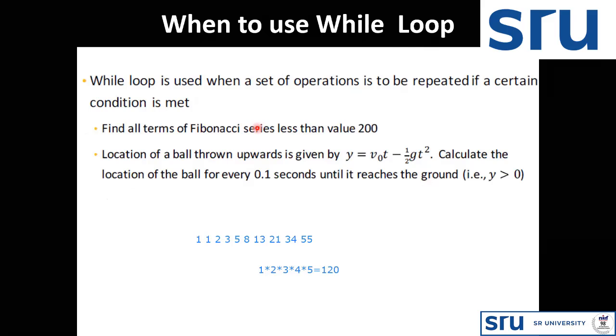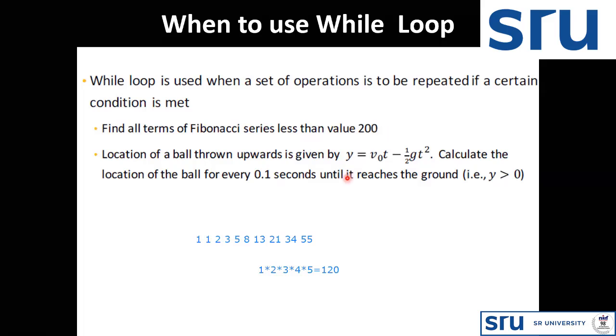While loop examples. Suppose one ball is projected. The first question is Fibonacci series less than 200. Yes, we will see it in MATLAB also. You have to find the Fibonacci series until the condition is met. Here the total number of terms is not given, only the condition is given. So less than 200 should be there. Whenever this condition is satisfied, your program will be running.